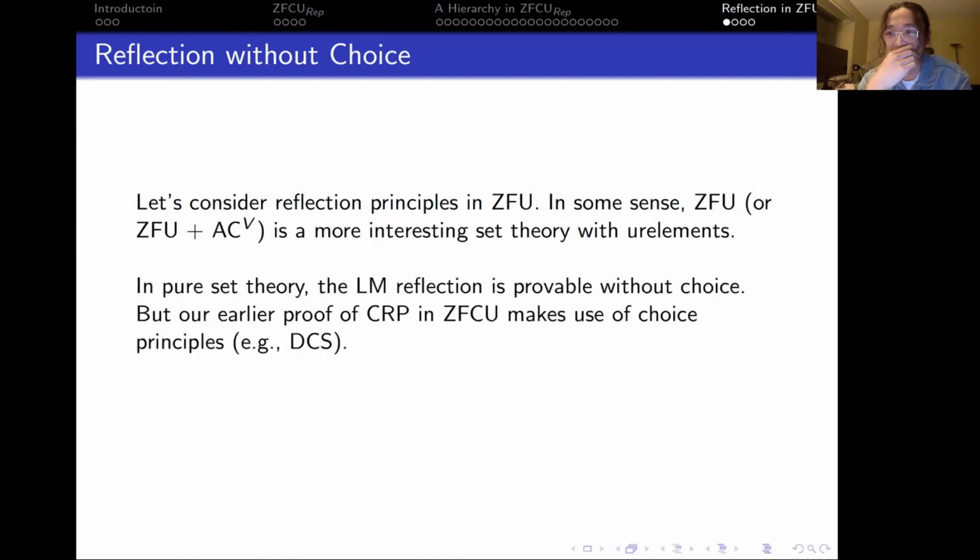So let's think about reflection in this context. Well, in pure set theory, reflection is provable without choice. It has nothing to do with choice. But our earlier proof of CRP from ZFCU makes use of choice, right? Because we have to use this DC dependent choice scheme to prove reflection. But to have the dependent choice scheme, at least you need dependent choice. And I believe you need more in this case. But this argument can be improved.